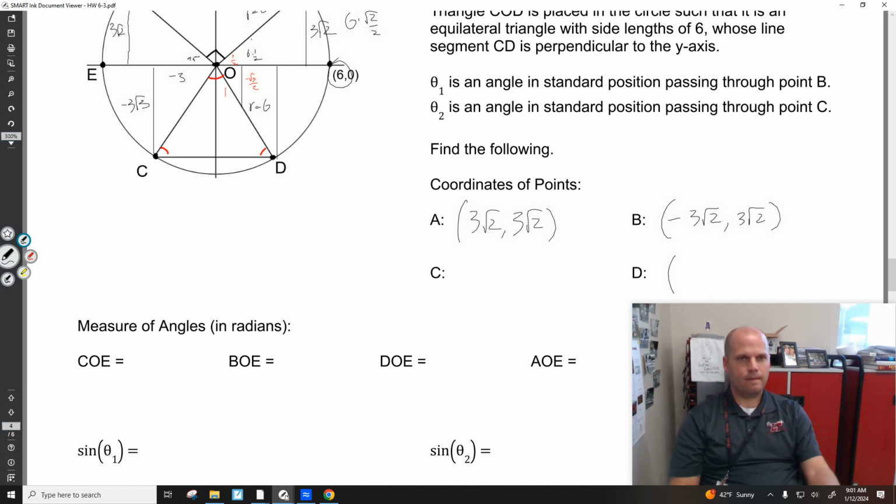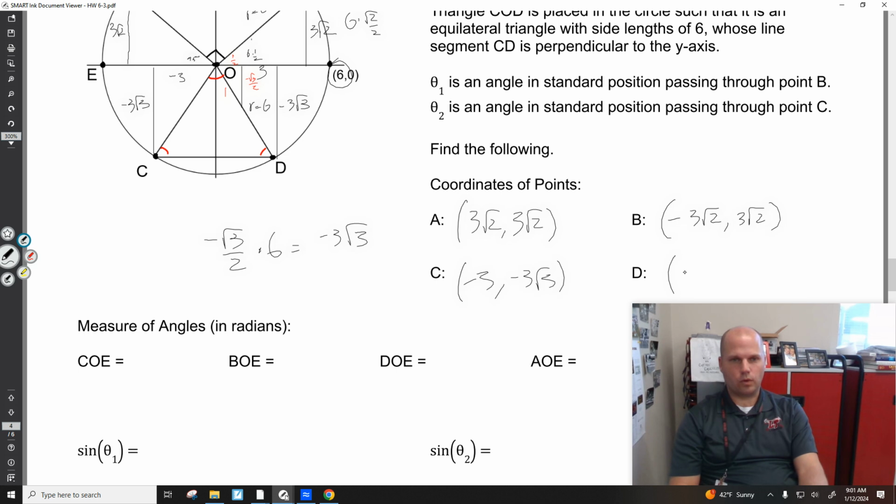Okay. So this is 3. This is negative 3 root 3. Again, I got root 3 over 2. That was negative. That's my representative longer side. I multiply that by 6. I get negative 3 root 3. Okay. So for C, I'm going left and down. For D, I'm going right and down.